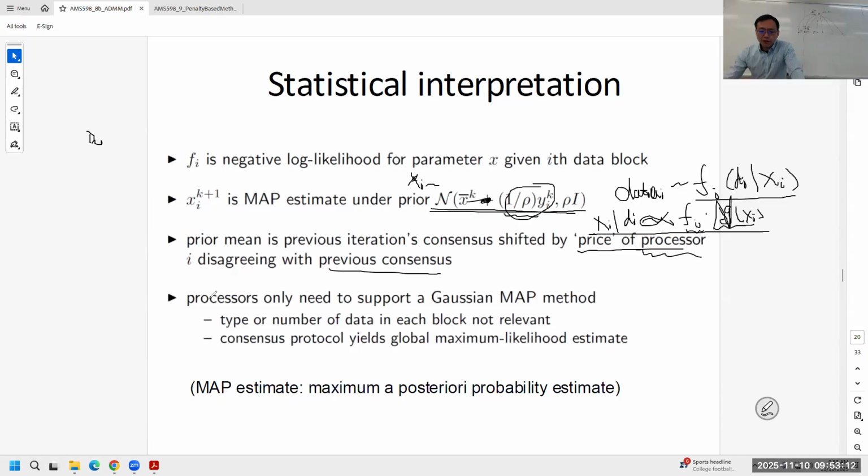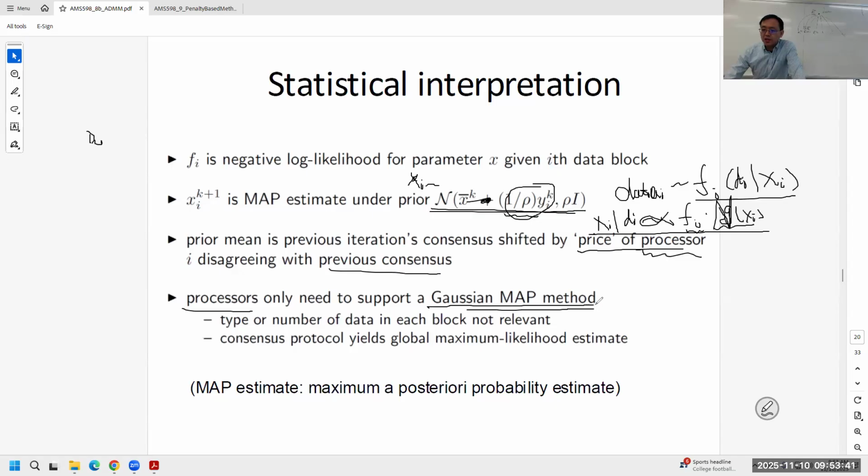Therefore, for each processor, which only processes data segment I, you only need to support a Gaussian MAP method, which can be done using gradient methods or some other numerical method. But the thing is, the data is small.